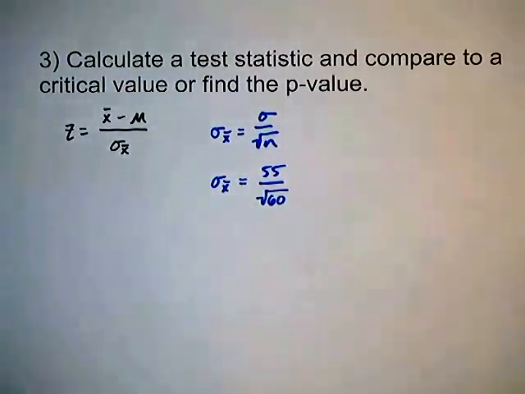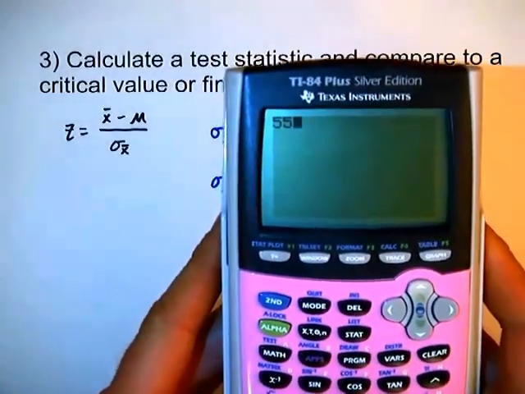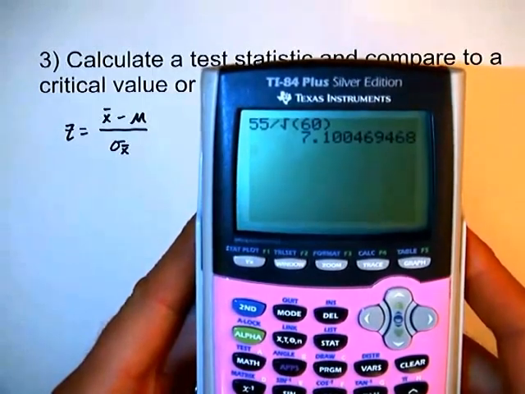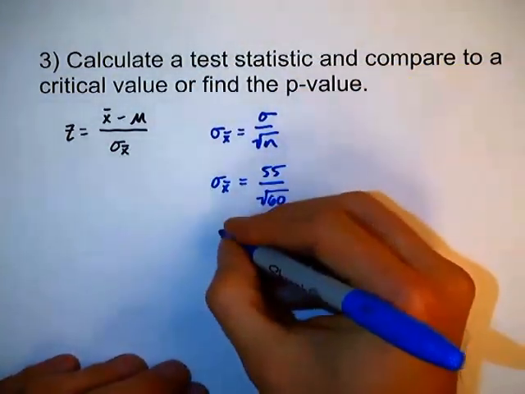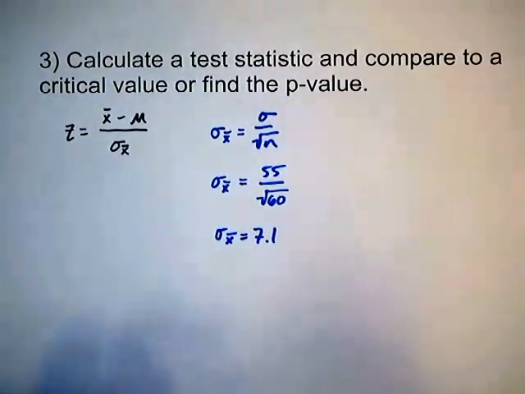Okay, so now on my calculator, I'm going to actually calculate that standard error. So 55 over the square root of 60. And that's going to give me about 7.1. Almost exactly. So your standard error is about 7.1. Okay, now what I'm going to do is use that standard error to calculate my z-score.